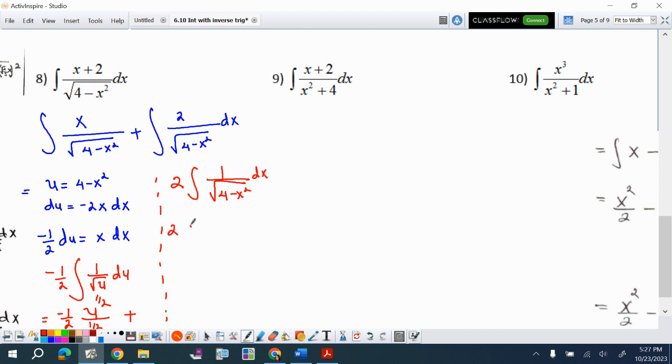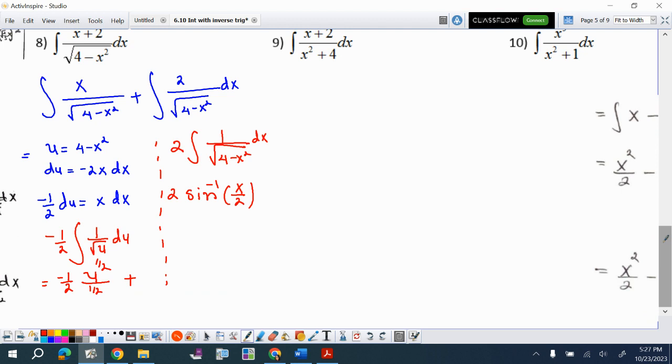So 2 sine inverse x divided by 2. Okay, so let's put all of them together. Remember, this comes here and then this u. So if you bring it down, this half gets cancelled. Negative u to the half. What was our original u? You must bring down the original, plus 2 sine inverse x over 2 plus c.